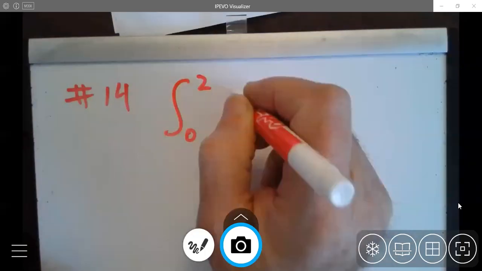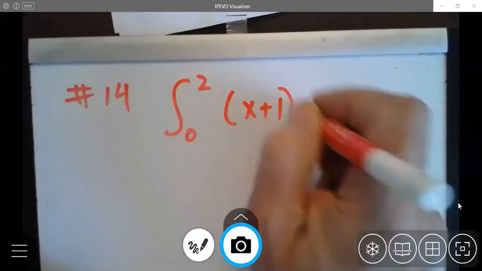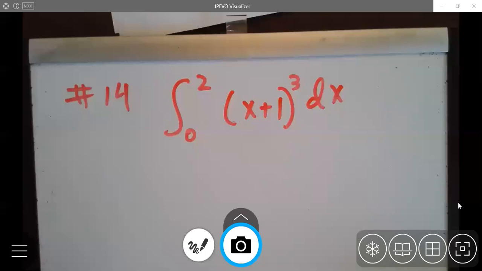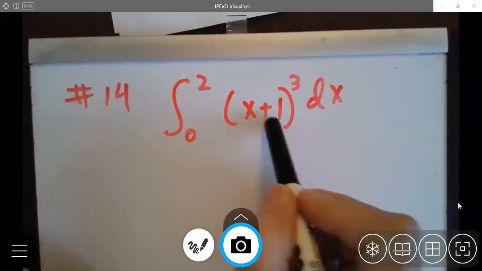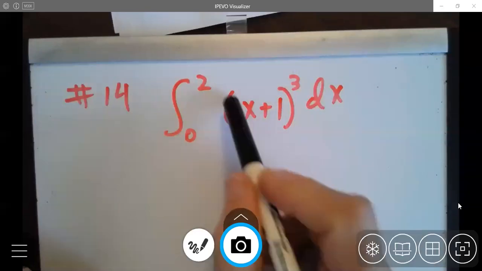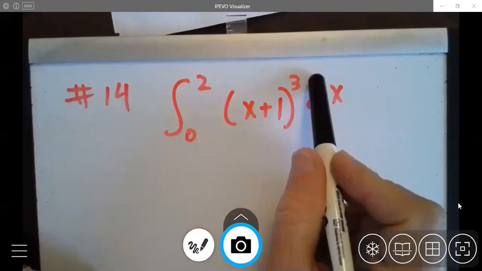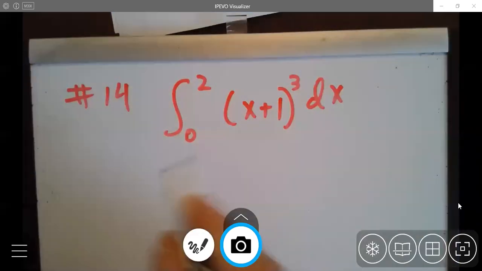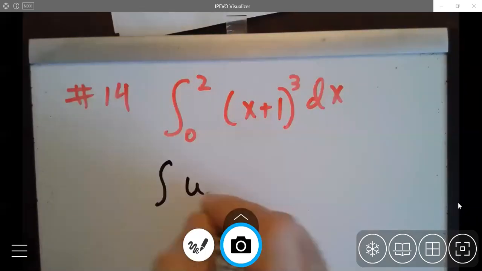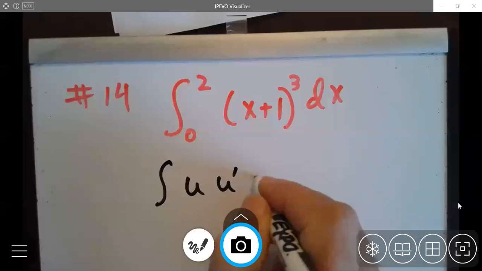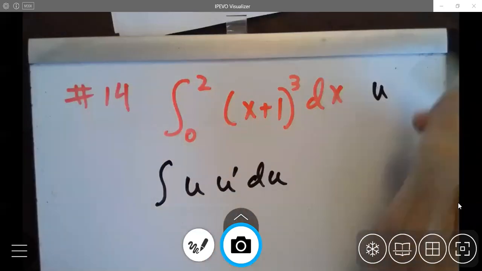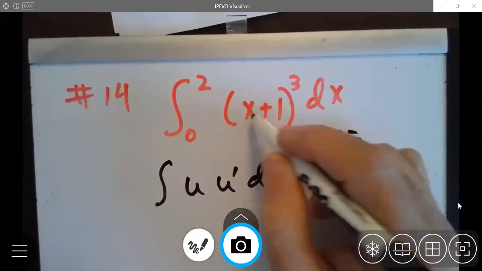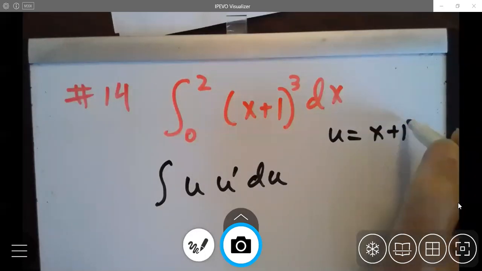The integral from 0 to 2 of (x plus 1) cubed dx. Okay, so from here, you have an exponent with a quantity, x plus 1 with an exponent. So you have to look at this like the integral of u times u prime du. So we have to look at what's inside here, and we're going to call that u. And so u is x plus 1.